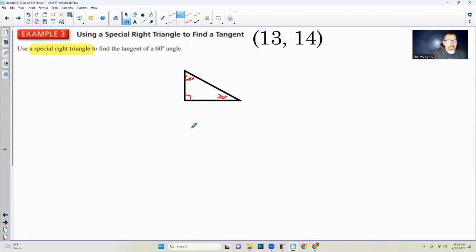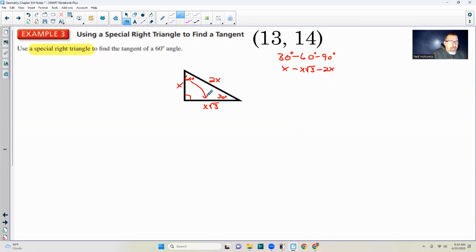So there's a 30, 60, 90 triangle. Now, remember, in a 30, 60, 90 degree triangle, the long side, the hypotenuse, is 2x. The short side over here is x, and this is x square root 3. That was from chapter 9.2. And so across from the 30 is x, across from the 60 is x square root 3, and across from the 90 is 2x. So it says to find the tangent of a 60-degree angle.